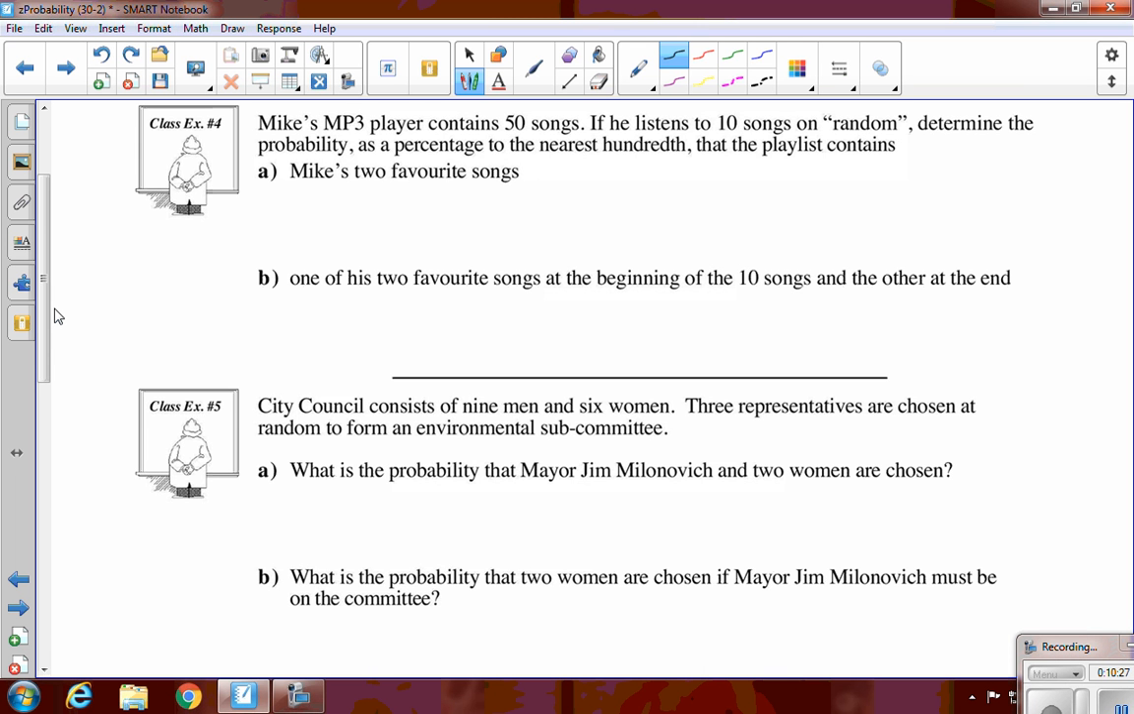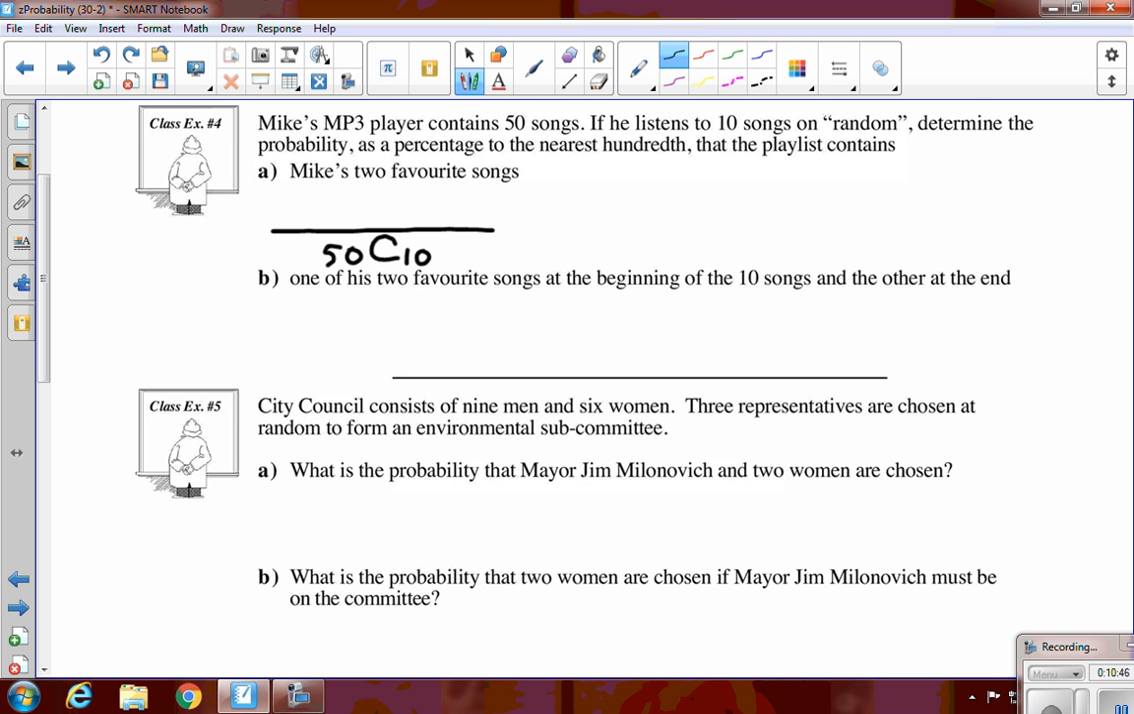Now, does it say anything about the songs coming first or last? Not a chance. So this is a combination. We're going to talk about the bottom of this thing first. How many songs are on his iPod? 50, and he wants to listen to how many of them? So 50 choose 10 is the bottom of this thing, because we've got 50 songs and we're going to choose 10 in any order.